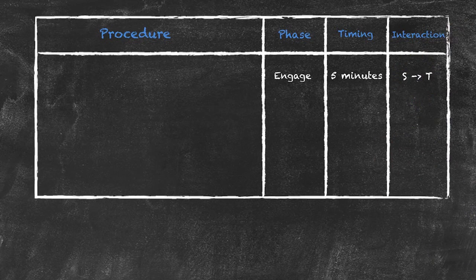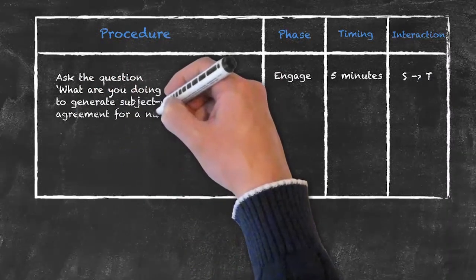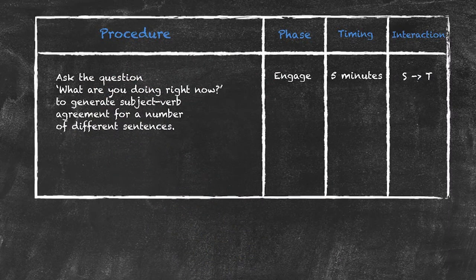So what am I going to do in my engage phase? I'm going to ask the question, what are you doing right now, to generate the subject-verb agreements between a number of different subjects and their verbs. So to cut away from that, if we imagine that we went around the class asking various people, what are you doing right now, then we may generate some sentences that could possibly look like this.